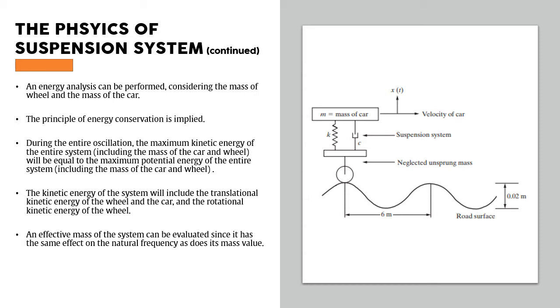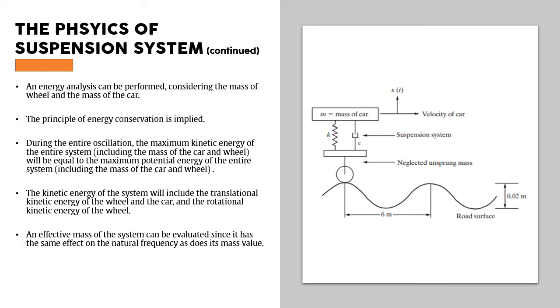When we perform the energy analysis, we imply that energy conservation will be taken into account. This means that during the entire oscillation of the suspension system, the maximum kinetic energy of the entire system, which includes the mass of the car and the mass of the wheel, will be equal to the maximum potential energy of the entire system, which again includes the mass of the car and the mass of the wheel. So this is the principle of energy conservation.